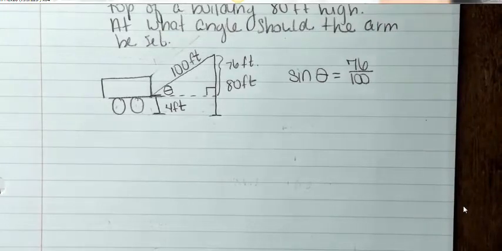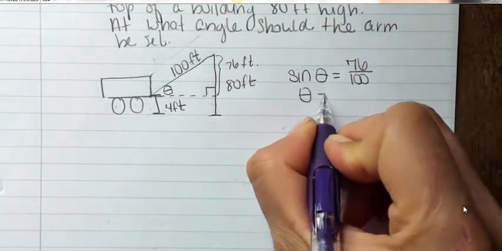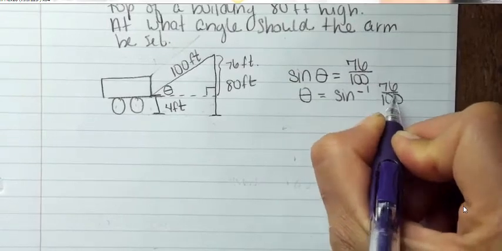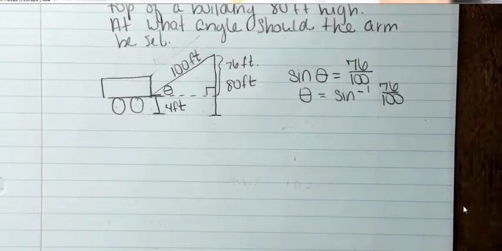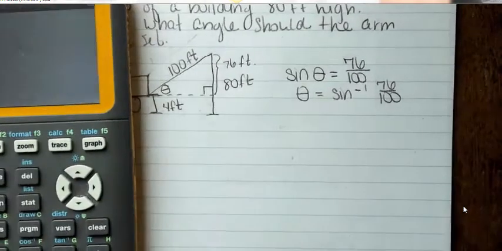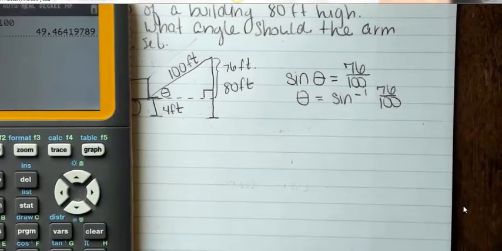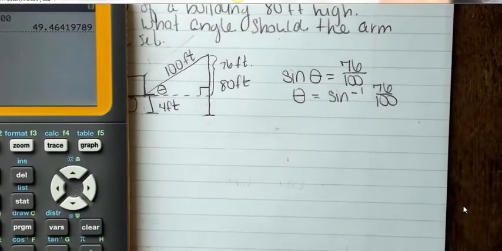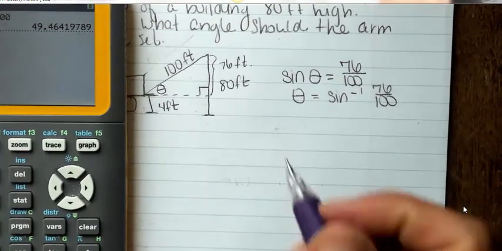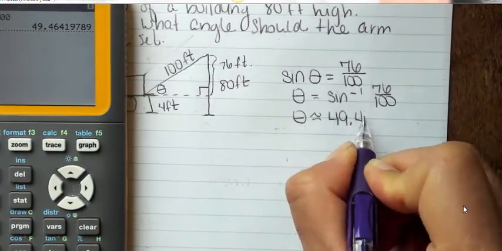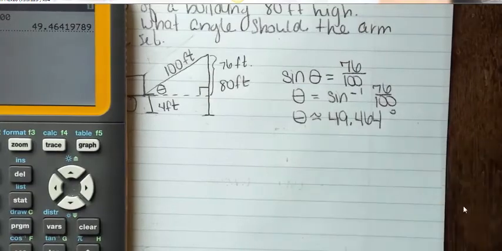All right, so to get theta by itself, I'm going to go sine inverse of 76 over 100. Right? I just inverse both sides. If I do that, sine inverse of 76 divided by 100, I get 49.464. So theta is approximately 49.464 degrees.